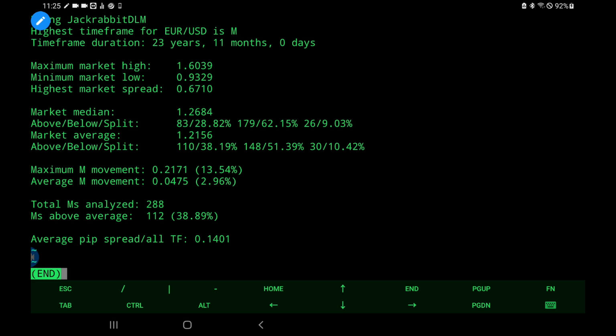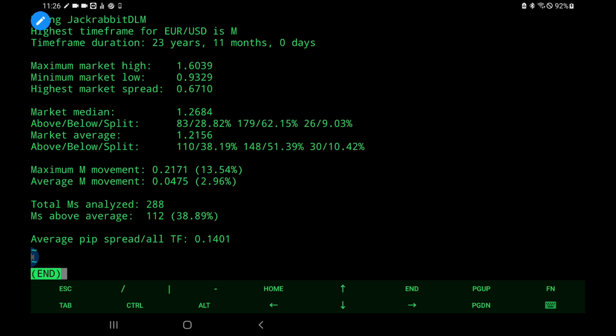Those other options are exactly where the market is always above the median or the average. And that is either 28% or 38% of the time. So even if you look at just the above average settings, you still have a clear direction of market presence, of market intent. So using this kind of information is critical.